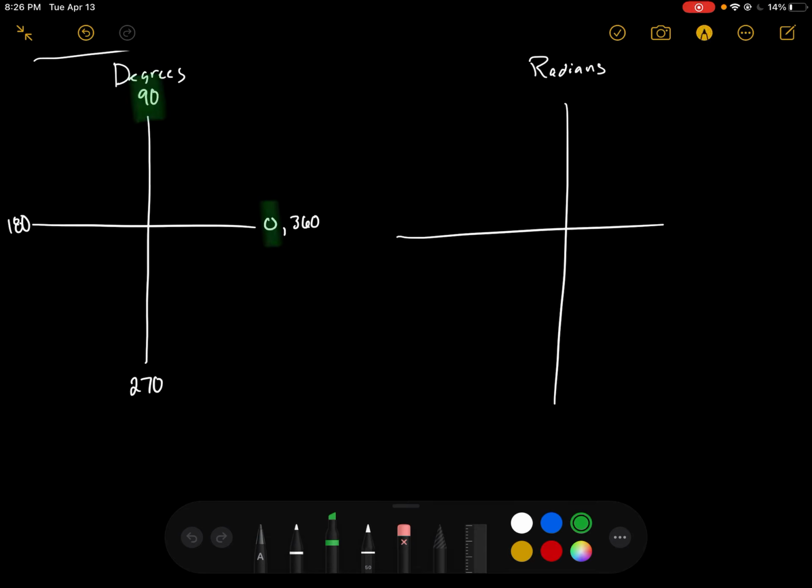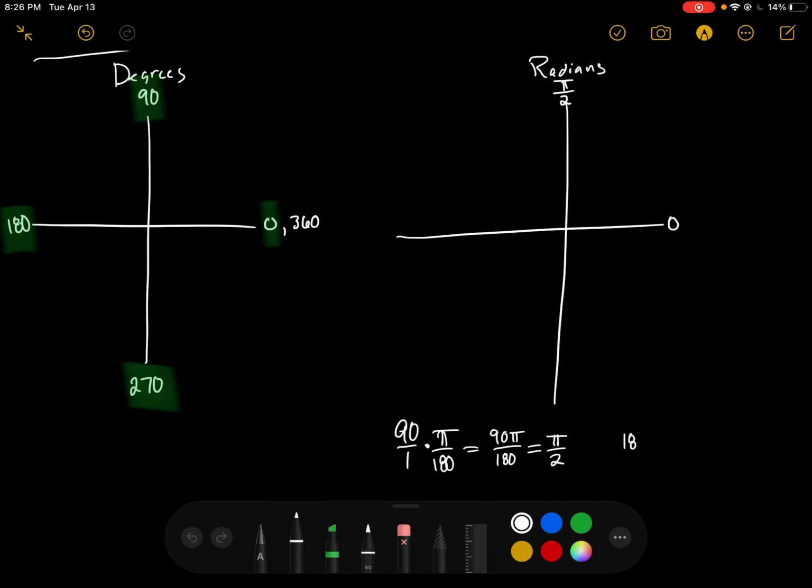Well, our setup is actually the same. The only difference here is that, you guessed it, it's in radians and not degrees. So we have to take each one of these and convert it over to radians. The first one, 0, is still just 0. What about 90? We'll take 90 here, put it over 1, and multiply it by pi over 180. When we do this, we get 90 pi over 180. This simplifies to 1 over 2, or just pi over 2. So 90 is equal to pi over 2 radians.